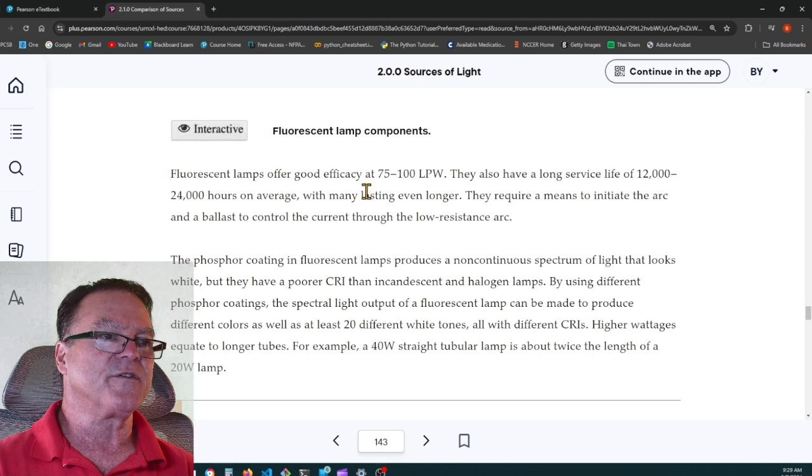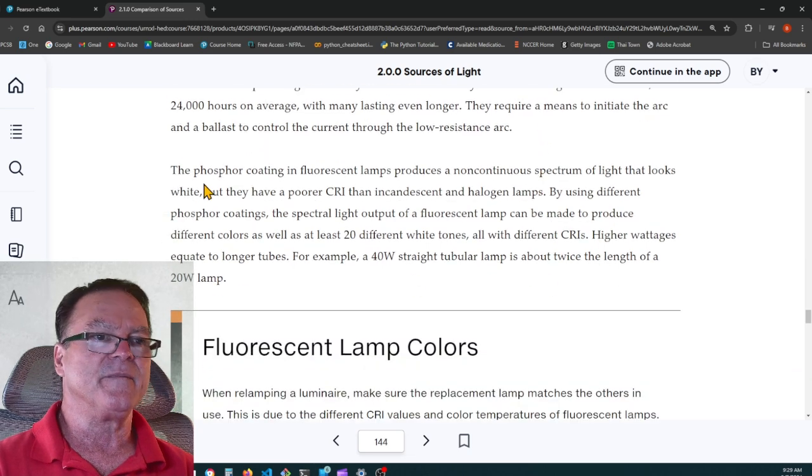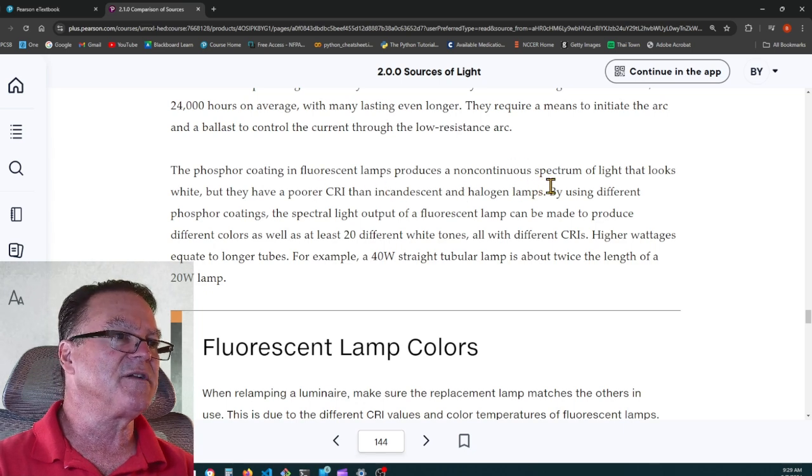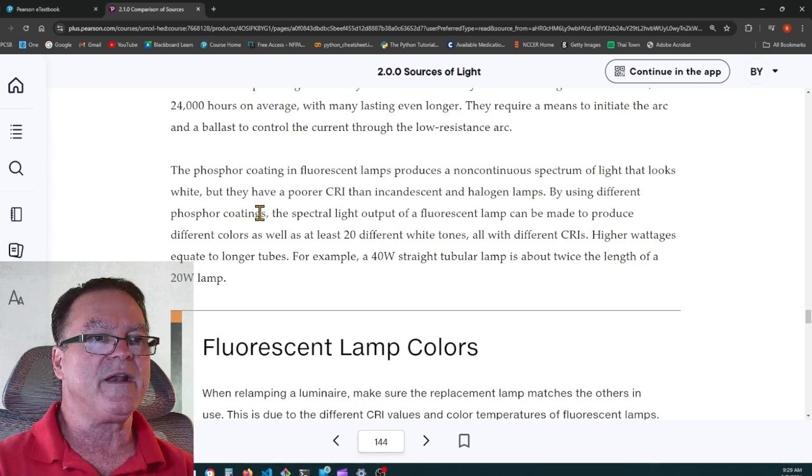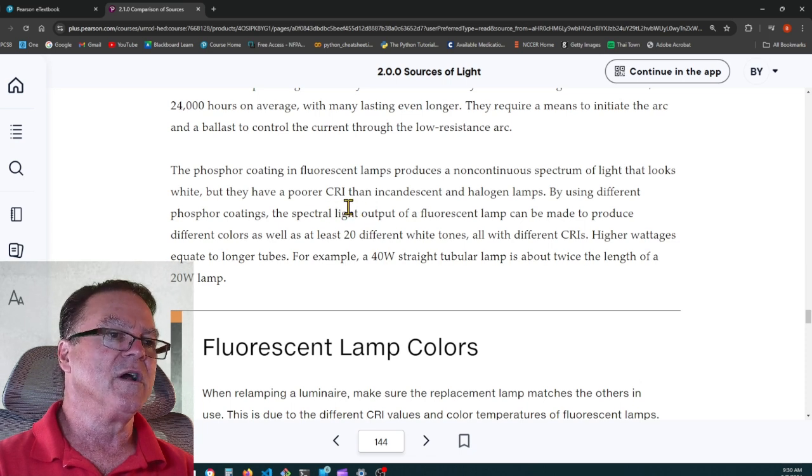So fluorescent lamps offer good efficacy from 75 to 100 lumens per watt. They also have a long service life, 12,000 to 24,000 hours on average. They'll last you a couple of years, with many lasting even longer. Again, change them out every year. That'll save your ballast. Phosphor coating in fluorescent lamps produces a non-continuous spectrum of light that looks white, but they have a poorer color rendering index than incandescent and halogen lamps.